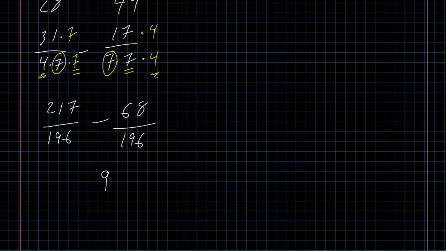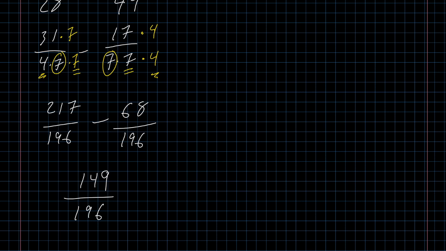I really should grab my calculator out, but I don't know where it is at the moment, so I'm going to do this the hard way. Right, 17 minus 8 is 9. 20 minus 6 is 14. And so we end up with 149 over 196. Can that reduce? I don't think so.